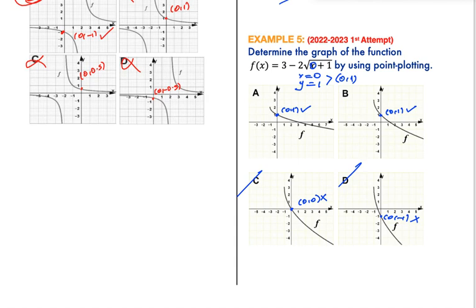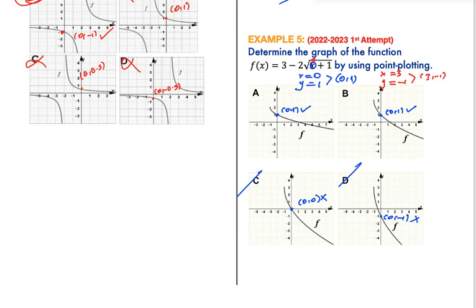What point should we use? We can either pick a point from one of the graphs or we can make a point up. Like 3, for example. If x is 3, what is the y value? When you substitute 3 for x, 3 plus 1 is 4. Square root of 4 is 2. 2 times 2 is 4. 3 minus 4 is minus 1. So my point when I have 3 for x is 3 comma negative 1.